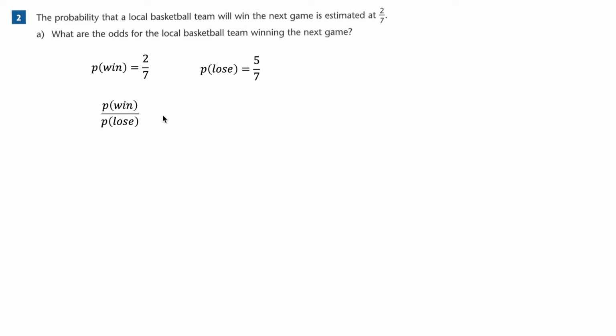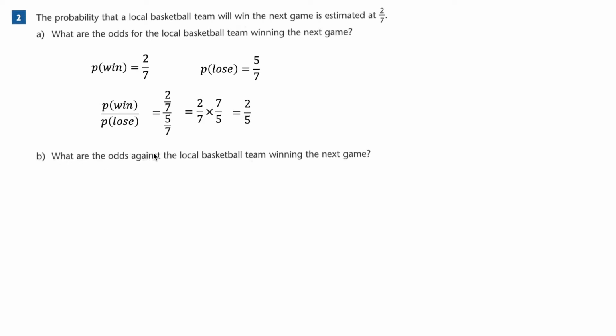The odds are defined as the probability of winning divided by the probability of not winning, the probability of losing. So that's going to be 2 out of 7 divided by 5 out of 7. When you divide fractions, you multiply by the reciprocal of the dividing fraction. So it's 2 out of 7 times the reciprocal of 5/7, which is 7/5. The 7s cancel and you get 2/5, or a 2 to 5 ratio. 2 to 5 or 2/5. That's the odds of winning.